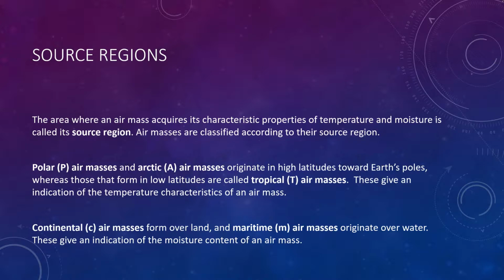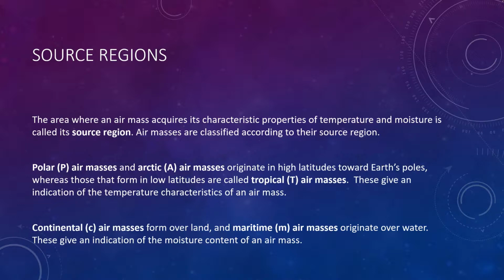In addition, air masses are classified according to the nature of the surface of that source region. There are either continental, or C, air masses that form over land, or maritime, or M, air masses that originate over water. The designation continental or maritime thus suggests the moisture content of the air mass. Continental air is likely to be dry, while maritime air is likely to be humid.